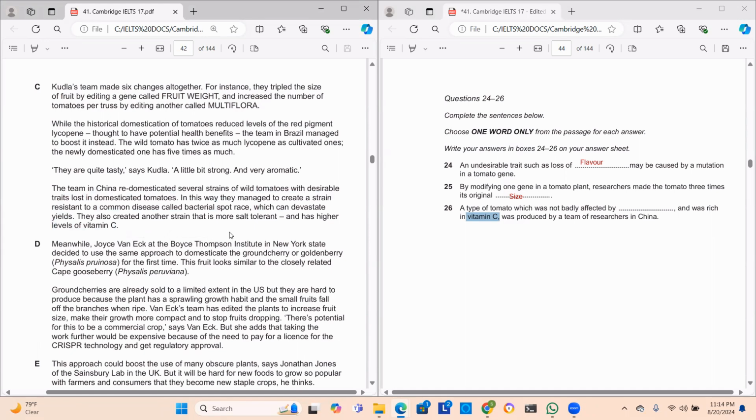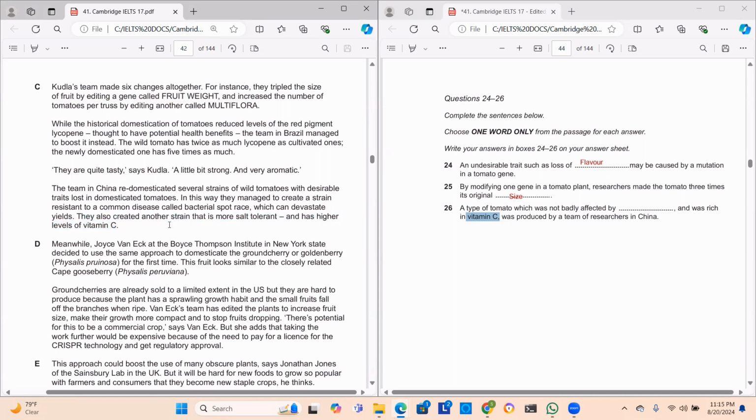A team in China redomesticated several strains of wild tomatoes with desirable traits lost in domestic tomatoes. In this way, they managed to create a strain resistant to a common disease called bacterial spot race, which can devastate yields. They also created another strain that is more salt tolerant and has higher levels of vitamin C. I think I got my answer, guys. Did you guys get it? So the last sentence has the answer.